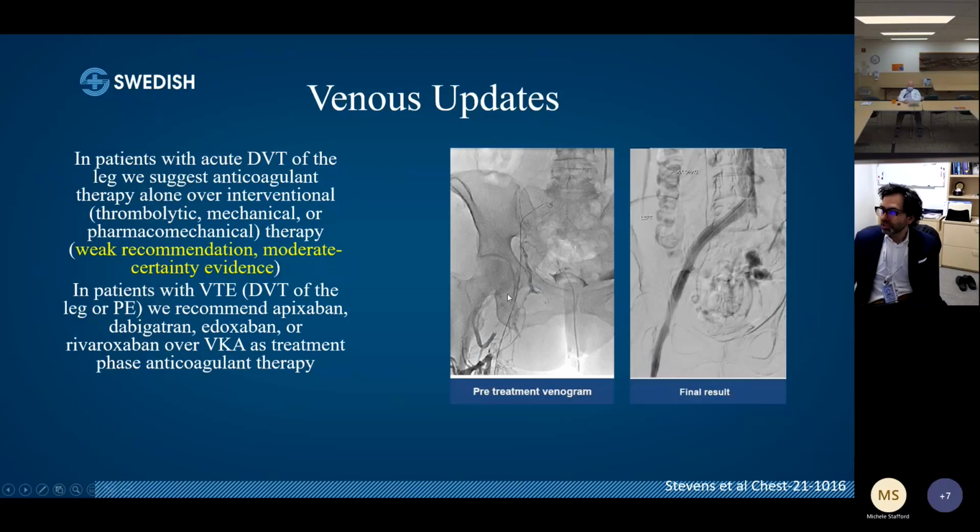Weak recommendation in terms of a treatment strategy, in terms of pharmacomechanical thrombolysis to get rid of DVT. And really, that comes down to the fact that treatment with a mechanical intervention is really about long-term health of patients, and they didn't find that it provided that much benefit over just anticoagulation alone. And of course, there's a risk involved with an intervention.